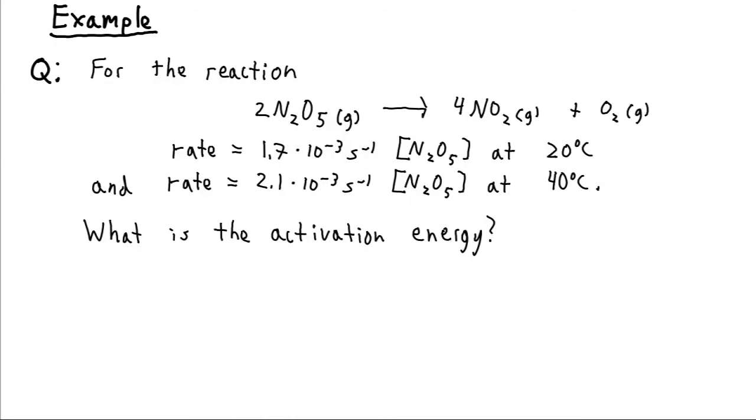Let's say that we have this reaction where we have the decomposition of dinitrogen pentoxide, and it decomposes into nitrogen dioxide and oxygen gas. And we perform a couple of experiments. We perform an experiment at 20 degrees Celsius, and we measure this rate constant. And we perform an experiment at 40 degrees Celsius and measure this rate constant. Actually, those might be several experiments to get these rate constants in the rate equation. What then is the activation energy?